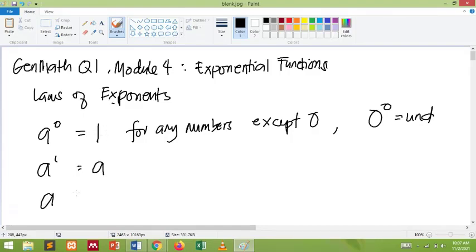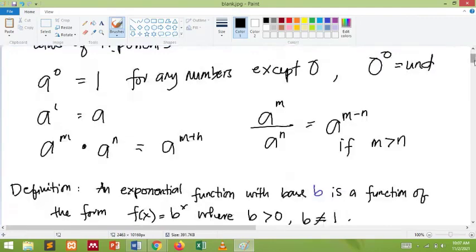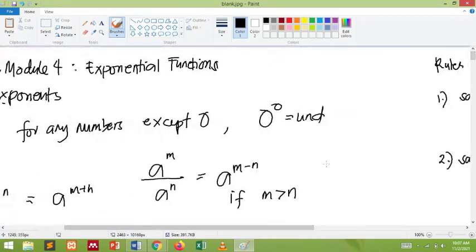Also, a raised to m multiplied by a raised to n is just the same as a to the m plus n. Also, a raised to m divided by a raised to n is just the same as a to the m minus n. This is the case if m is greater than n. However, if m is less than n, then this rule changes. It should be 1 over a to the n minus m.